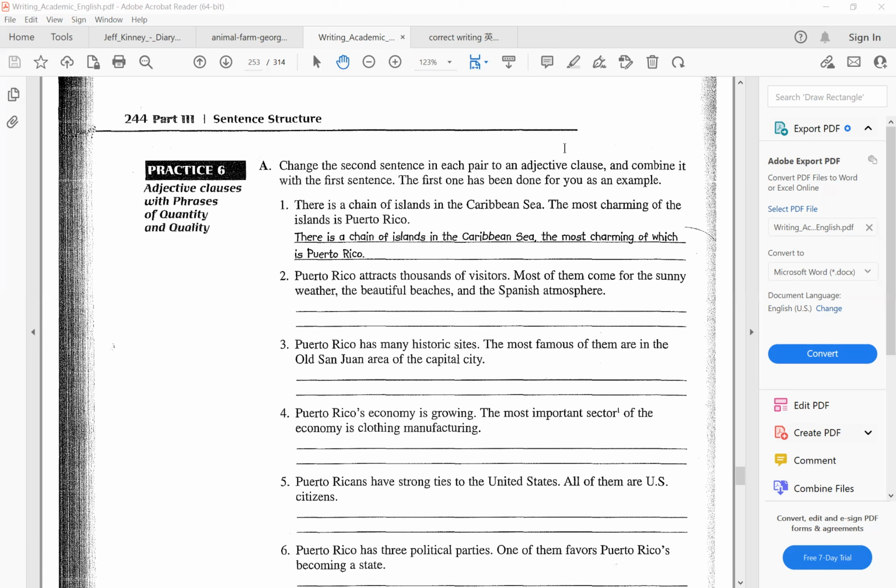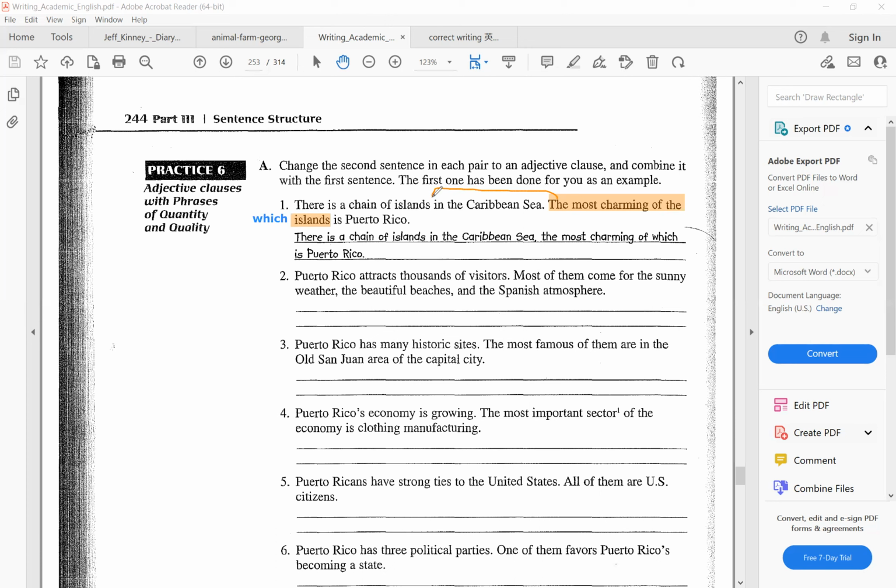There is a chain of islands in the Caribbean Sea. The most charming of the islands. So we know that this is quantity because the most charming of the islands, of which, right? Because islands is a thing, is Puerto Rico. Now, where do I want to put this adjective clause? I want to make sure that it is placed directly after islands.